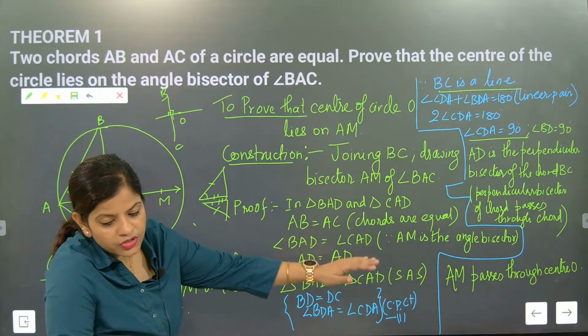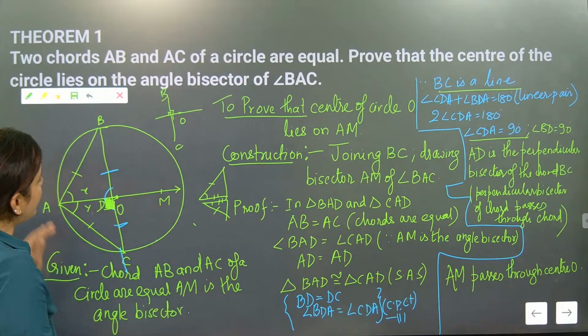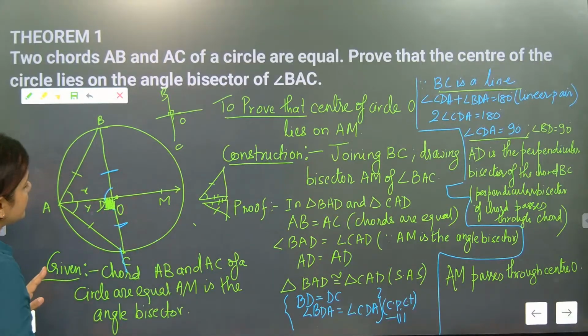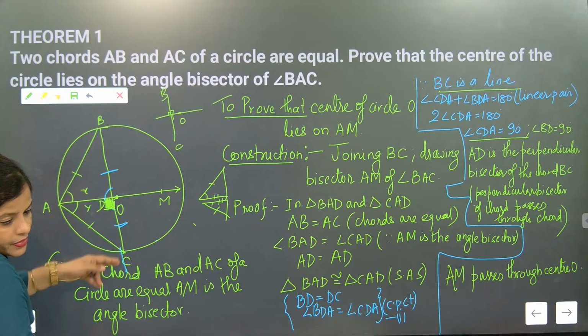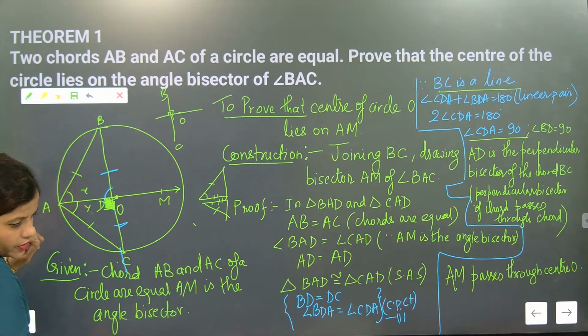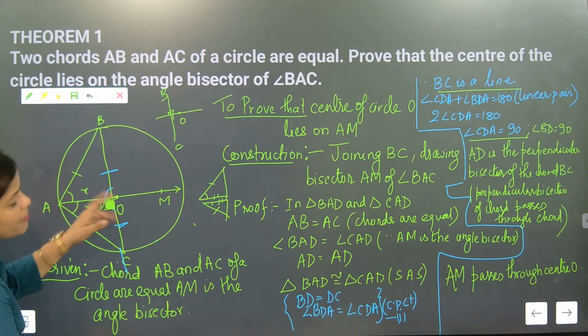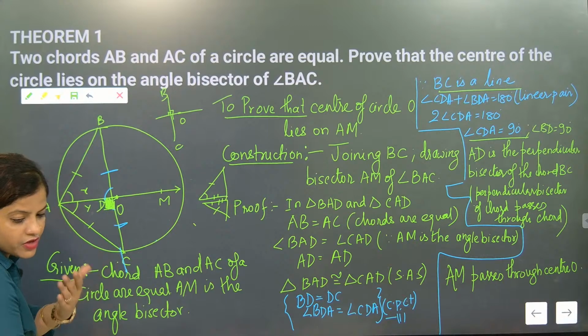AM passes through center O. This is our final finding, and this is the most important thing. From where we started, we drew two chords which are equal, then we drew one angle bisector because it was given in the question itself. Now this angle bisector must pass through the center. This they have given us to prove.